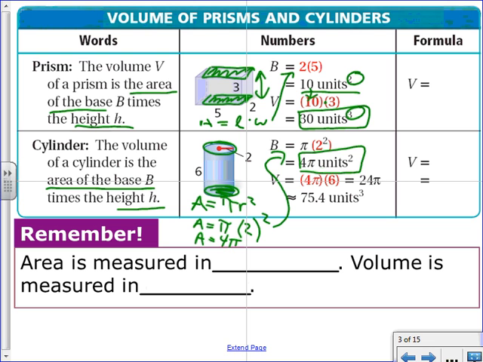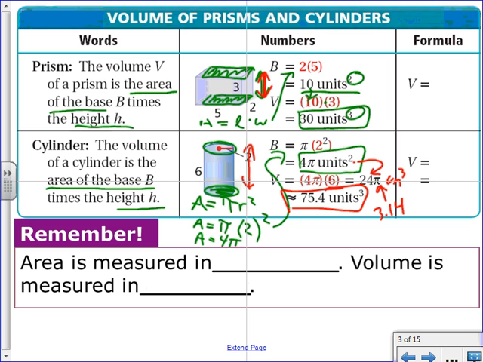Then again, just like what I did up here, by multiplying the base by the height, I will do the same thing here. I multiply the base that I just found right here, and I multiply it by the height, which is 6. So I do 4 pi times 6, gives me 24 pi. This is units cubed, 24 pi units cubed. And then when we approximate that, we just do 24 times 3.14 for pi. And we get 75.4 units cubed, approximately.